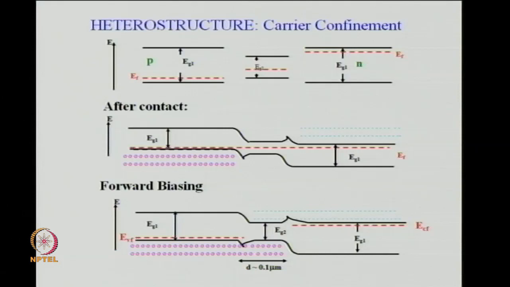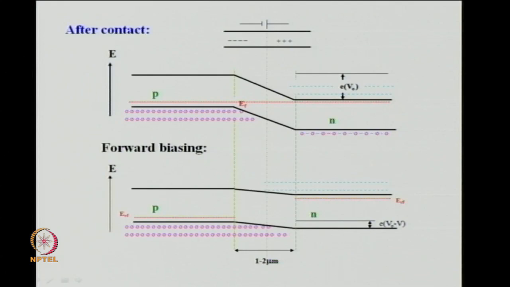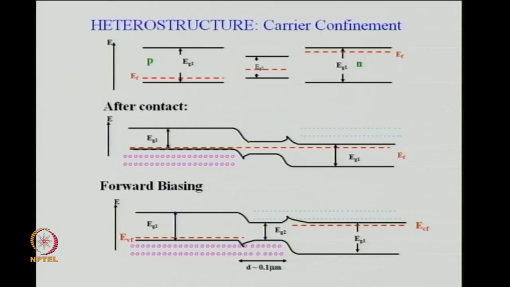The point in the previous case is that the junction region, the active region here, is 1 to 2 micron thick. By going to a heterostructure, you can choose the thickness D, therefore 0.1 micron or 0.15 micron. And because of this combination of high band gap and low band gap materials, we have potential barriers here.